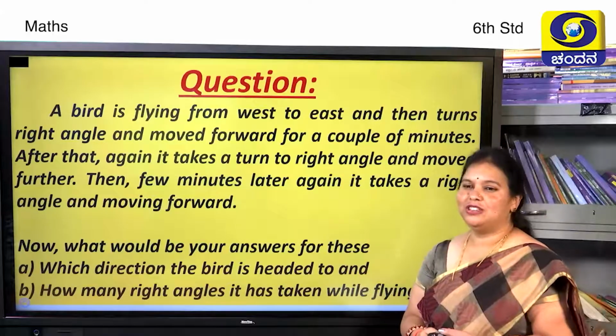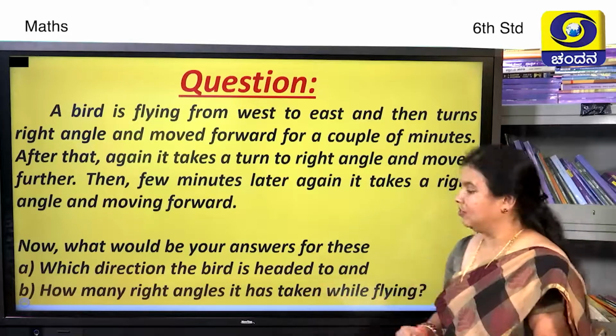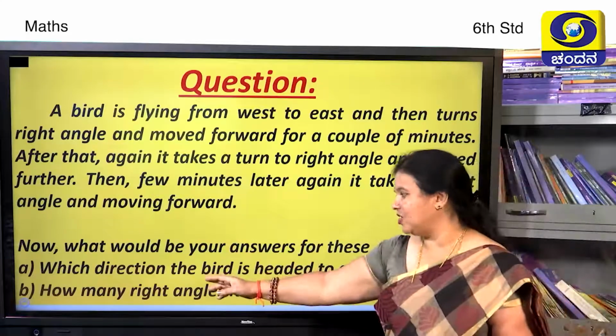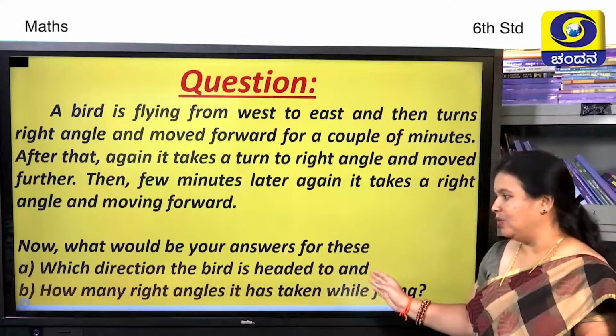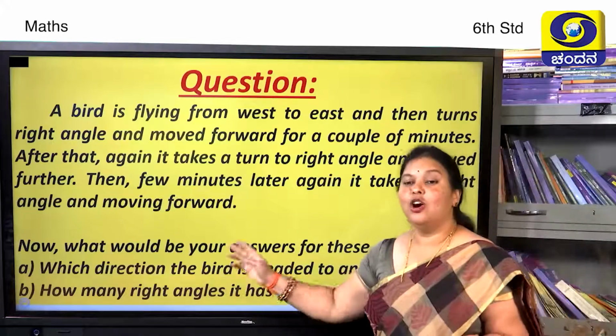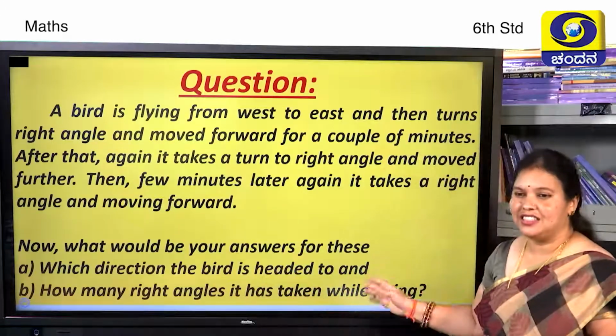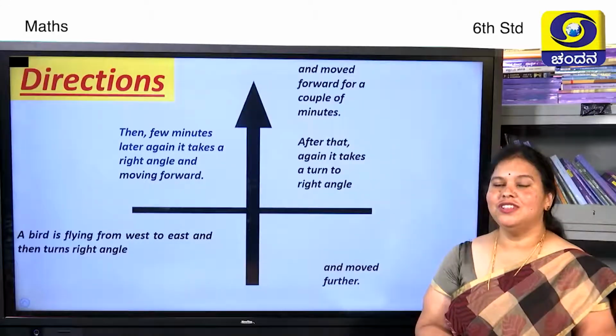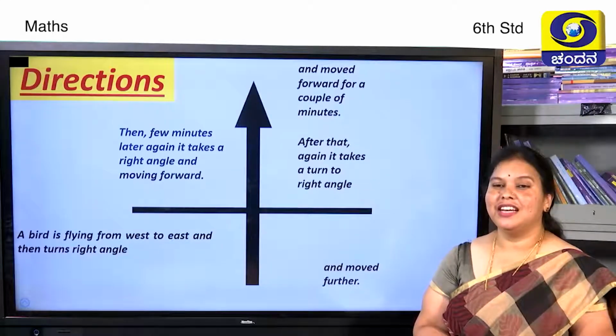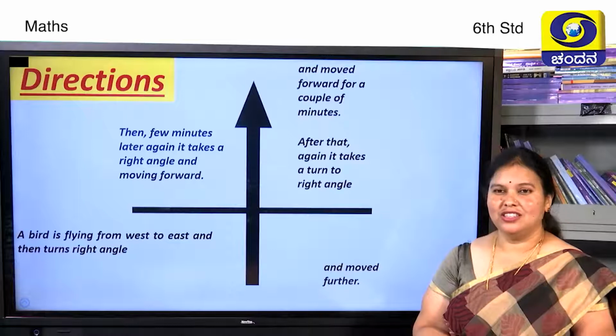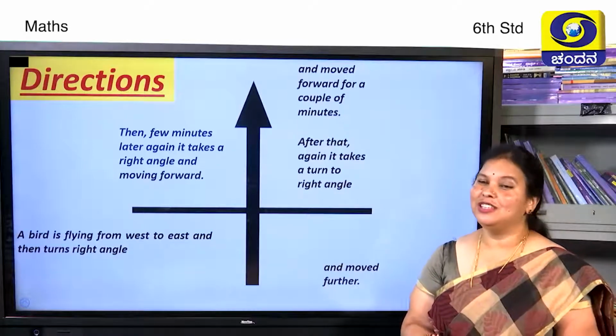Now, what would be your answers for these questions? First one is which direction the bird is headed to, and second one, how many right angles it has taken while flying. Now we will solve this problem with a diagrammatic presentation so that you can understand better with a live situation.